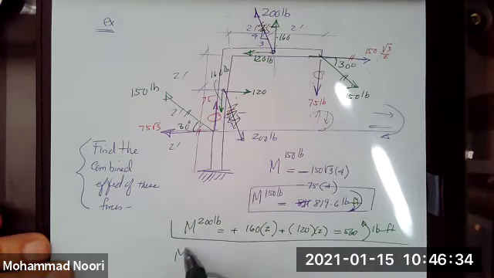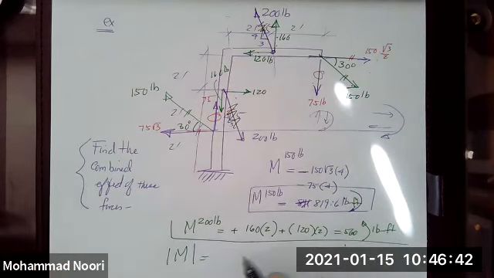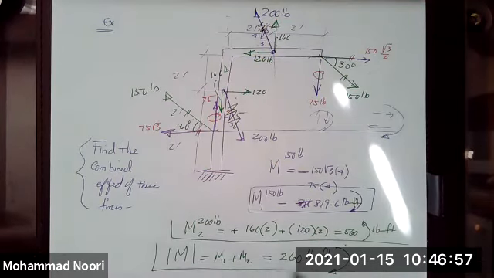So the total moment that these would generate would be the sum of these two. If this is M1, this is M2, M1 plus M2 comes out to be 260 pound foot counterclockwise. Any questions?